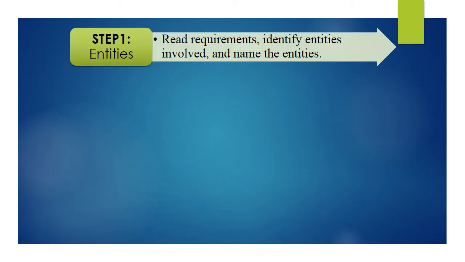Step 1 in the database design method is called entities. In this step, you read the requirements, identify the entities involved, and name the entities. What I like to do during this step is to highlight in different colors the major ideas while reading the scenario. This helps me determine the entities to start with.